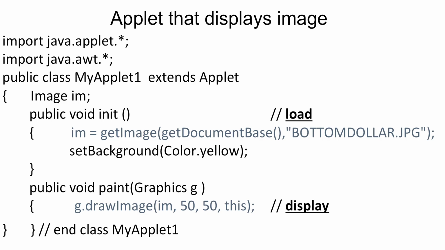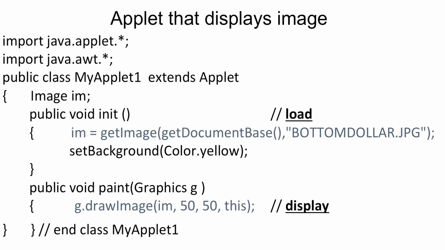In the previous program, the same statement was there, AC equals to getAudioClip, in place of getImage, and then getDocumentBase. So this is a document file, not a code file. We will not write getCodeBase here, we will write getDocumentBase and chirp1.au, the name of the audio file, but in the case of an image it will be an .img file or a .jpg file. So bottom$.jpg is the name of the image file.